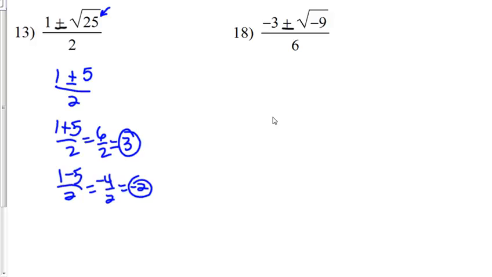Okay, whereas if you have a square root in the answer or an imaginary number, like number 18, square root of negative 9 is 3i. You'd have negative 3 plus or minus 3i all over 6. You can't combine the 3 and the 3i. They're not like terms. But you should also check and see if all three numbers can be divided by a greatest common factor. And in that case, it is 3. So I'm going to write my final answer, dividing everything by 3.